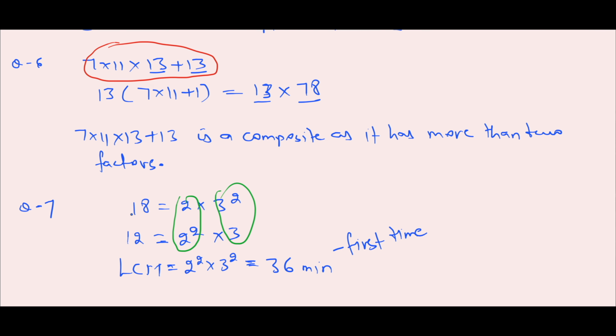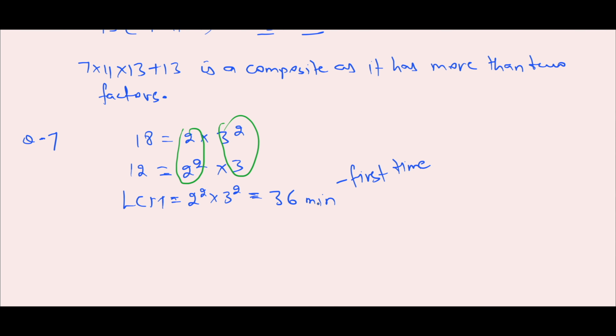At 36 minutes, we can also check: Sonia would have completed 2 rounds, and Ravi would have completed 3 rounds, and they will meet at the starting point for the first time. If we have to check when they will meet again at the starting point, it will be a multiple of 36. So they will meet again at 72 minutes, then 108 minutes. In this way, at all the multiples of 36, they will meet again at the starting point.